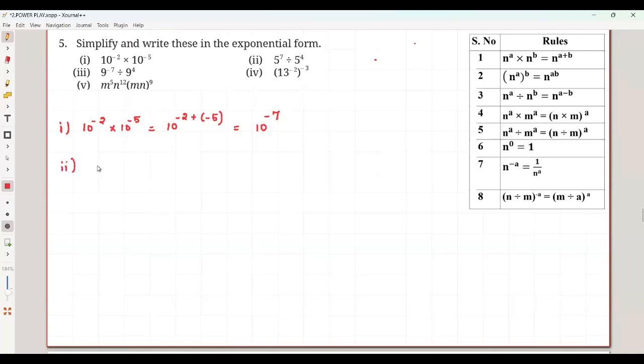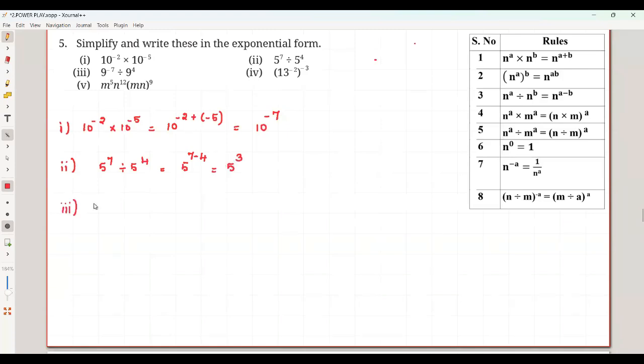Okay, second question. 5 to the power 7 divided by 5 power 4. This also, both are having the same base. Keep the same base. And for the division, we have to use the third rule: n power a divided by n power b is equal to n power a minus b. For the division, you have to subtract the power. 7 minus 4, that is nothing but 5 power 3. Okay, 5 power 3 is the answer.